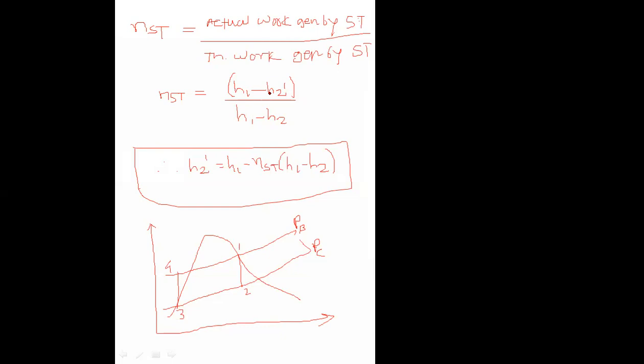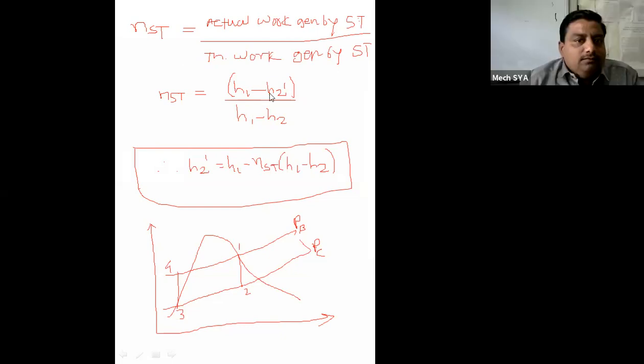I think over. Okay, so this is 1 to 2 actual case. This is the HS diagram, enthalpy versus entropy diagram, and therefore 1 to 2 will be what? This will be 1 to 2 dash point, you will be here, and 3 to 4 dash.